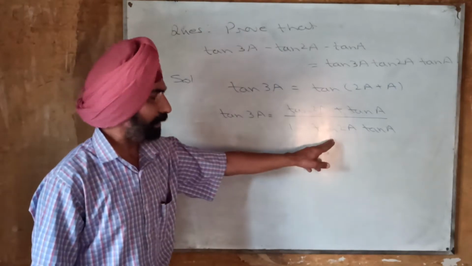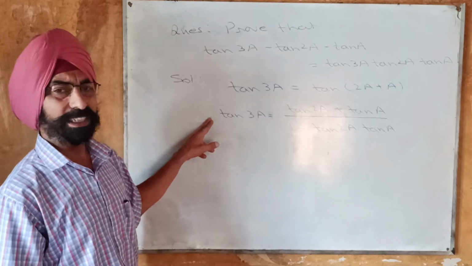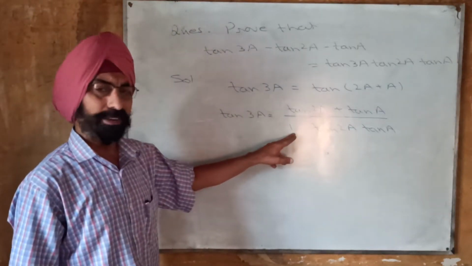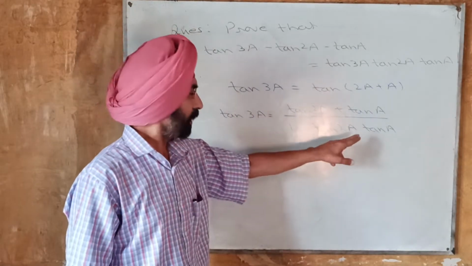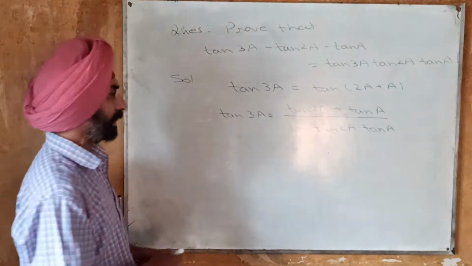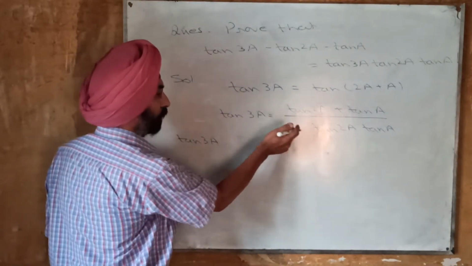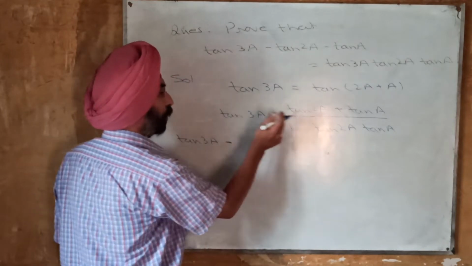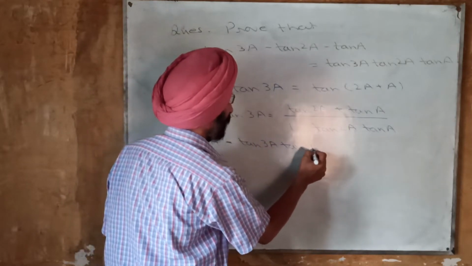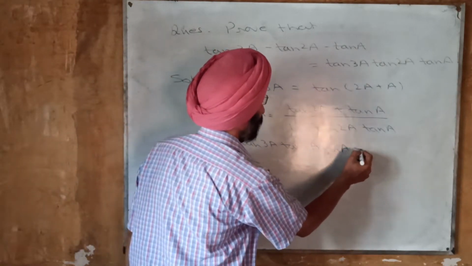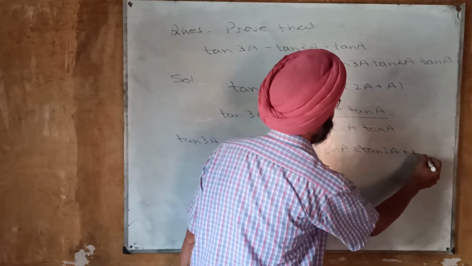Now this term in the denominator will get multiplied into the left hand side, and tan 3A multiplied by 1 will be tan 3A, and tan 3A multiplied by tan 2A tan A will be tan 3A tan 2A tan A. So this term is going to be multiplied on the left hand side. So what I'll get: tan 3A, then this minus sign, and the product tan 3A tan 2A tan A is equal to the numerator, that means tan 2A plus tan A.